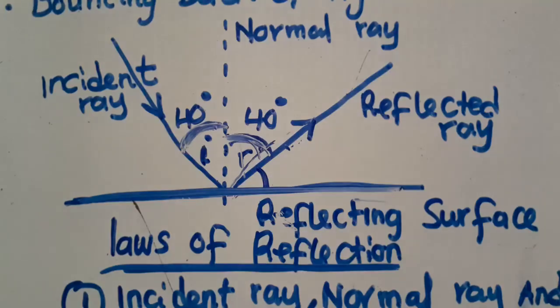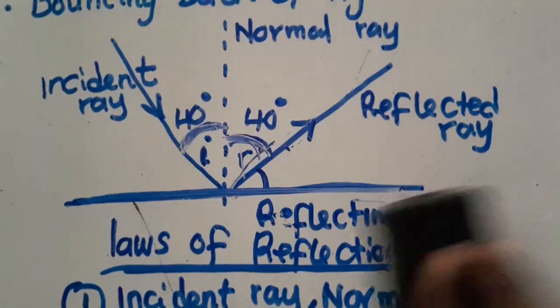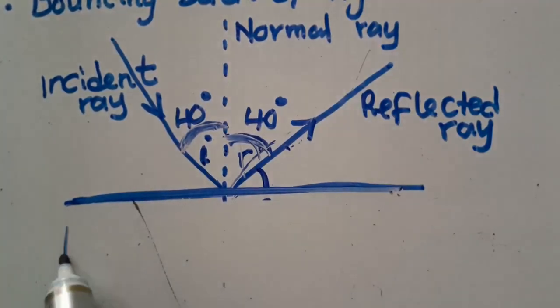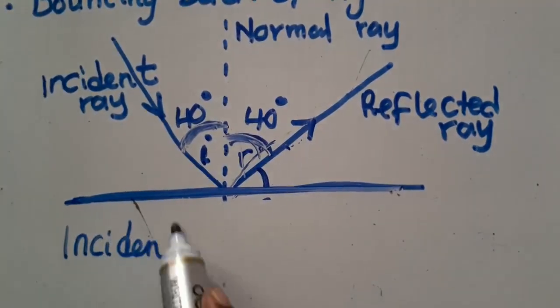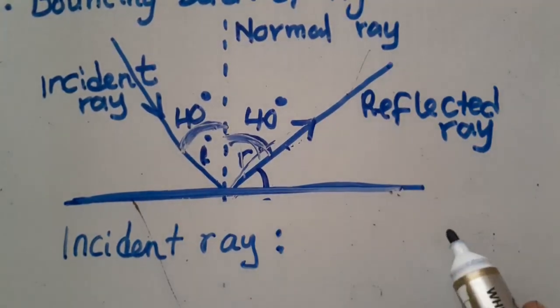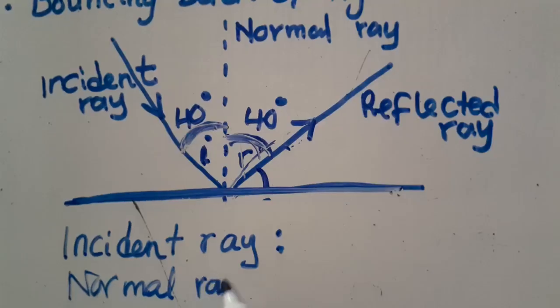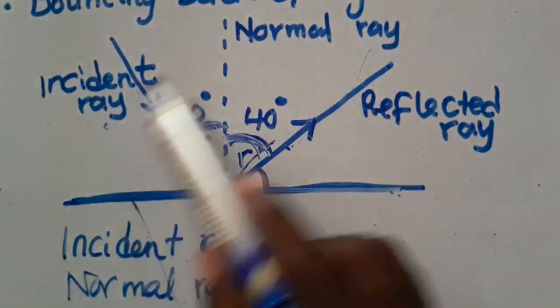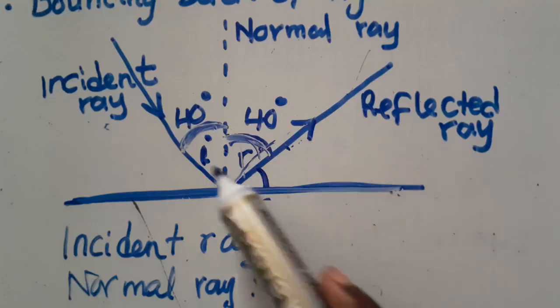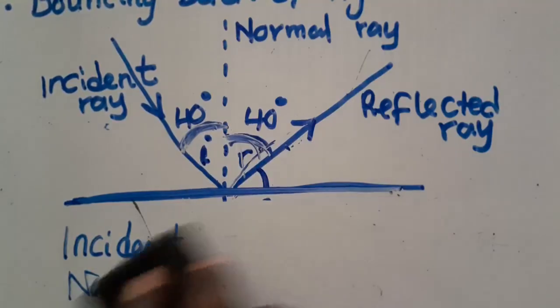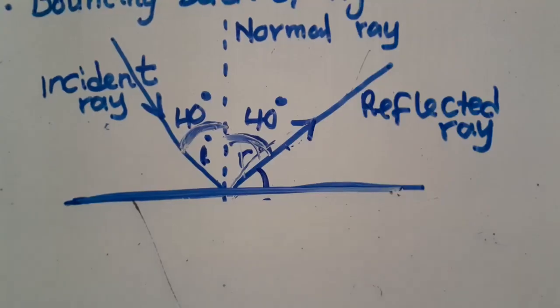So you are going to start. This is an exercise that I've given you, to see if you were understanding. So you make some notes. You start with the incident ray, then the normal ray. You finish everything: incident ray, normal ray, reflected ray, angle of incidence, angle of reflection. You tell me everything. Make sure that you tell me everything.